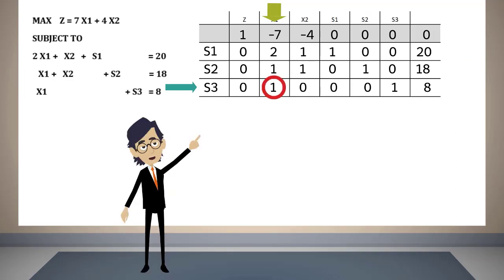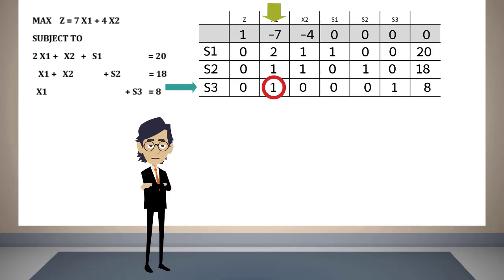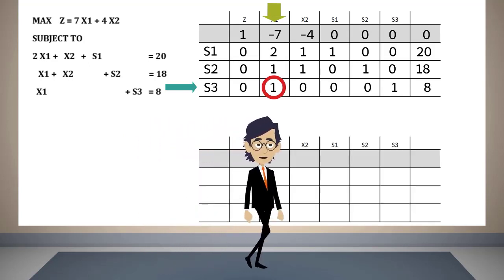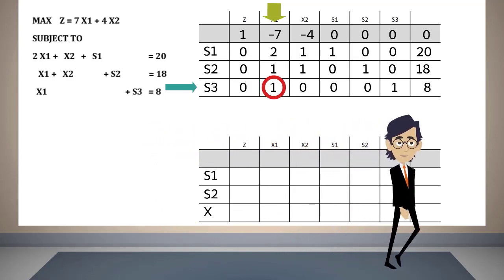The construction of the second table starts considering the number found in the intersection of the variable that enters the basis, and the variable that leaves the basis. Now we will start the construction of the second table. Our basic variables will be s1, s2 and x1.